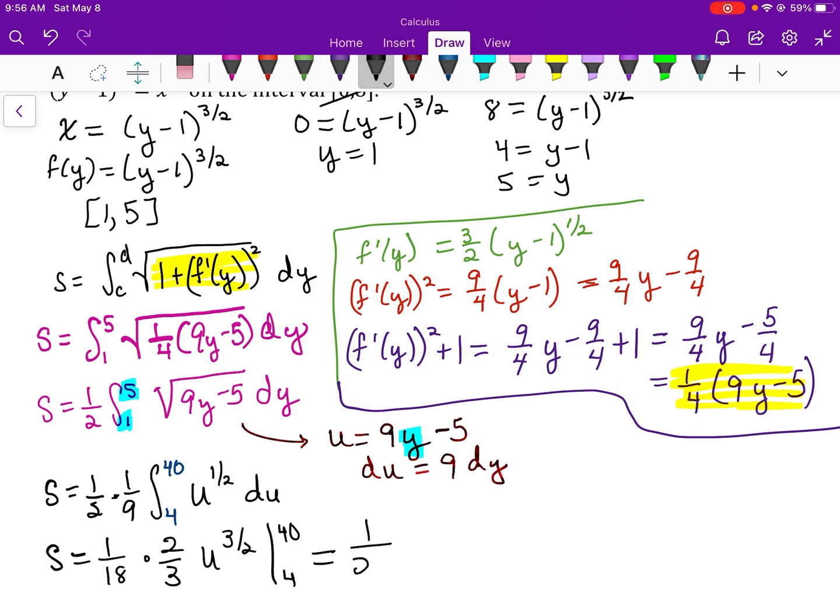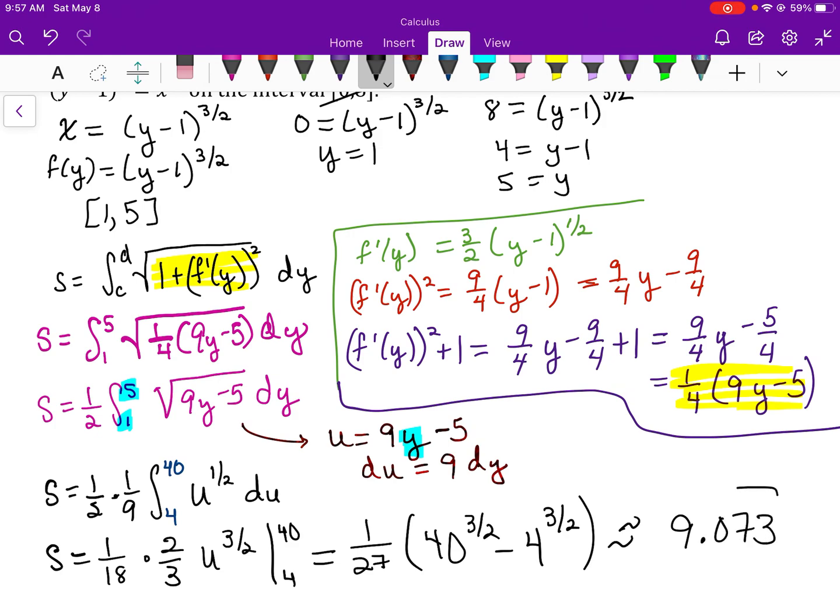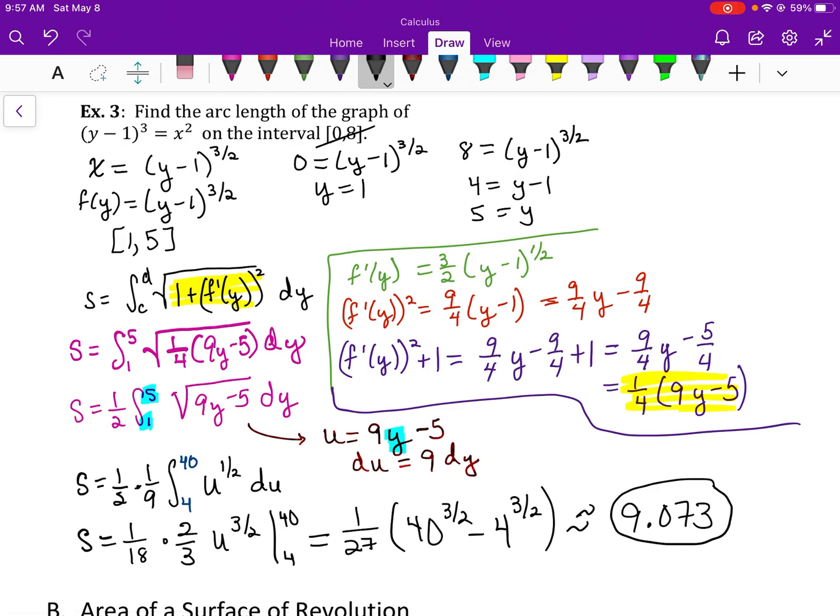So 1/27 times (40 to the 3/2 minus 4 to the 3/2), and that is roughly, let me just use my calculator here, 9.073. There's the length of the arc on the original curve from 0 to 8, or when it's solved for x from 1 to 5.